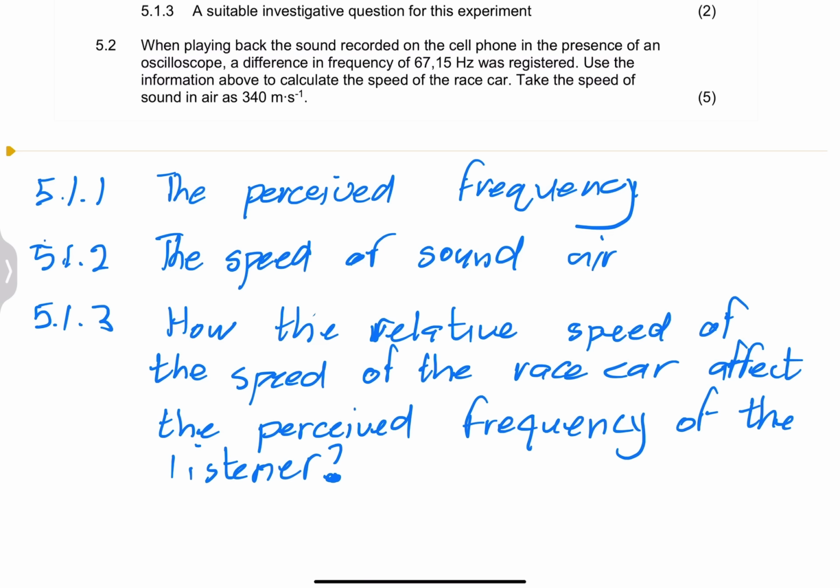Now, this is the question I wanted to come to, because it gives the most trouble. They say to us, when playing back the sound recorded on the cell phone in the presence of an oscilloscope, a difference in frequency of 67.15 hertz was registered. They say use the information above to calculate the speed of the race car. Take the speed of sound in air as 340.